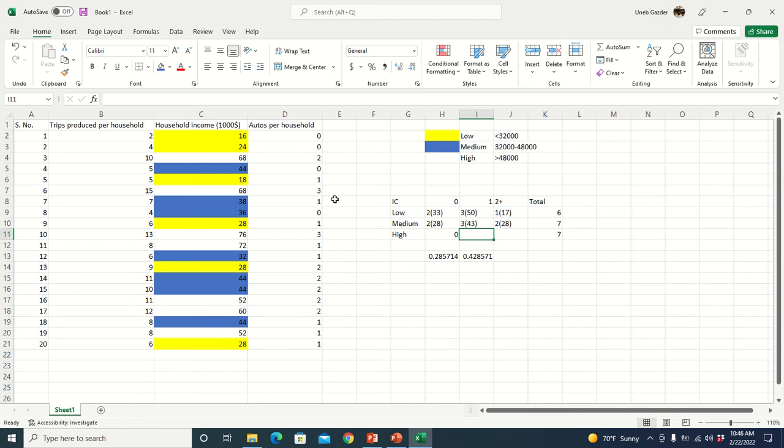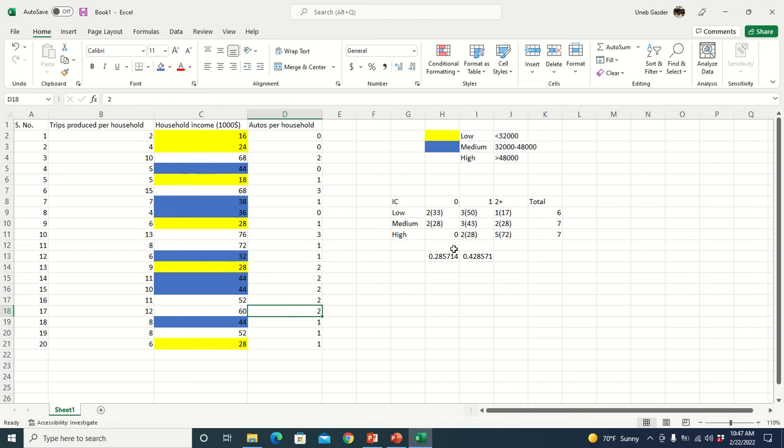So how many of the high income has 1 auto then? This one, this guy, and this guy. Okay, so 2 out of 7, which makes it 28%. Okay, and the remaining, which would be 72%, the remaining 5. Okay, so I can count it here again: 1 2 3 4 and 5. Okay, so this matrix is prepared now.